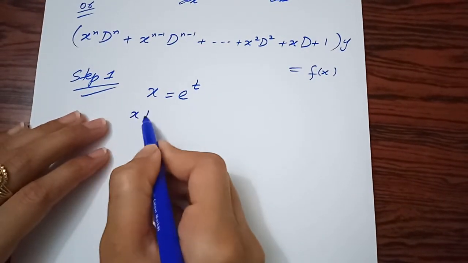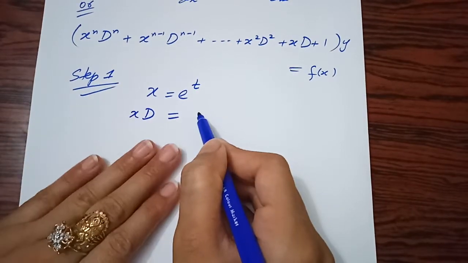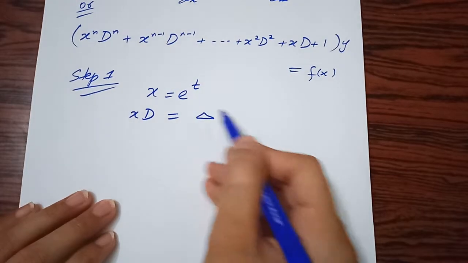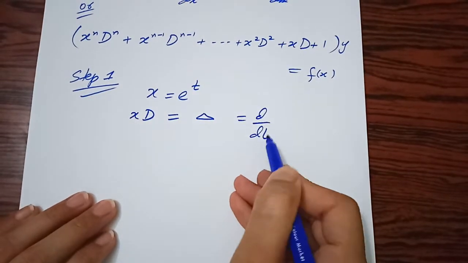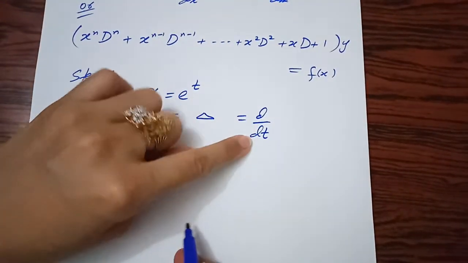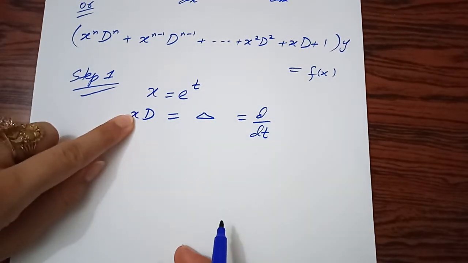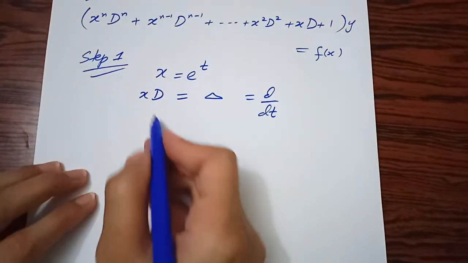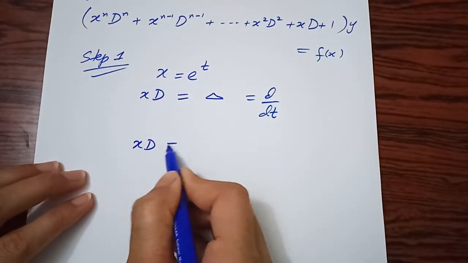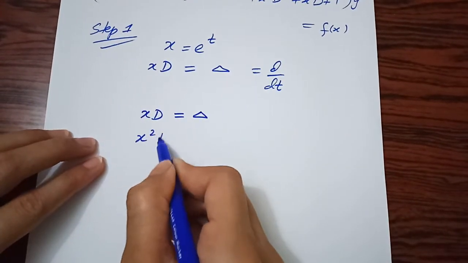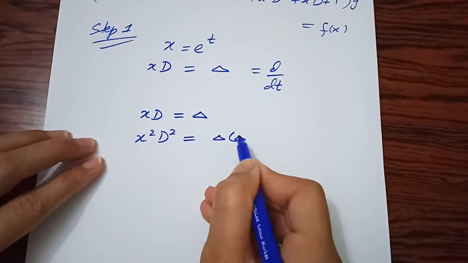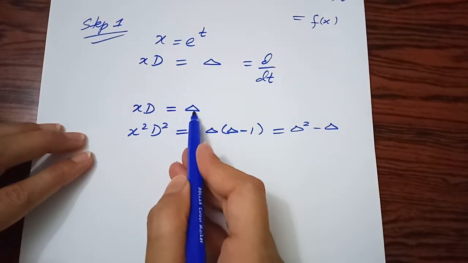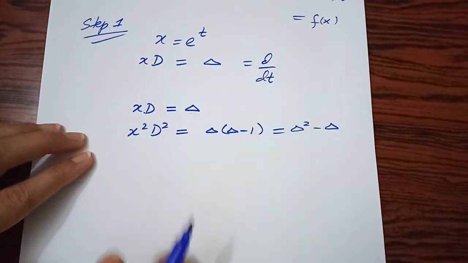And xD can be written as just delta, and delta is d/dt, the derivative with respect to t. So x d/dx, you will take as delta, and you will take x^2 D^2 as delta into delta minus 1, that is delta squared minus delta. This delta is basically the derivative with respect to t.